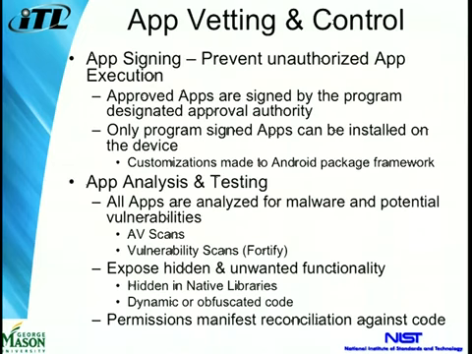I'm not saying that we discard them, but I'm saying that they are not enough. Expose hidden and unwanted functionality, potentially hidden in native libraries, dynamic or obfuscated code, permissions, manifest reconciliation. So an application says, I want access to your camera and your Wi-Fi, but in reality, either it never accesses the camera, or it accesses the camera, the Wi-Fi, and something else. We need to find out why what the application gave us up front and what we detected the application uses are not the same.